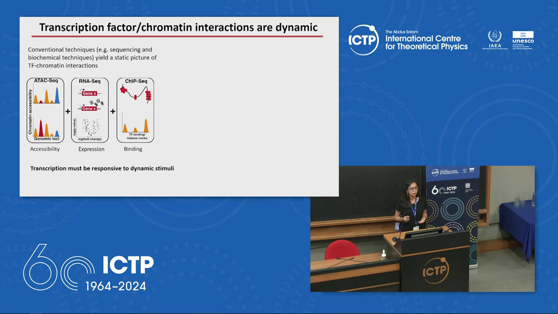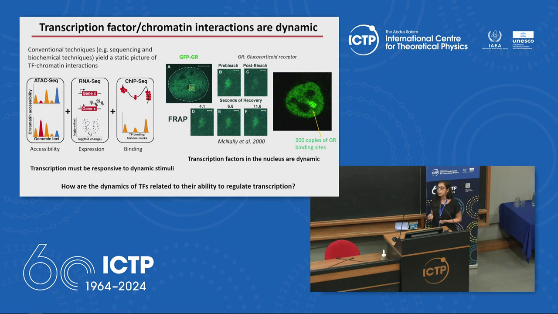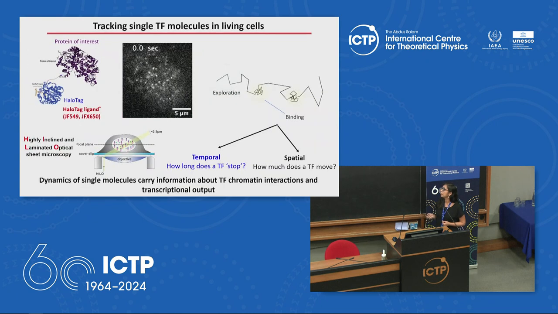A lot of work has been done with conventional genomics, with different kinds of sequencing, but these are population level studies to understand accessibility, gene expression, binding, et cetera. But transcription must be responsive to dynamic stimuli. And a number of years ago, it was shown, for example with this FRAP study, that there's exchange and recovery occurring within tens of seconds, so it's a very dynamic process. So we wanted to understand how these relate to the ability to regulate transcription.